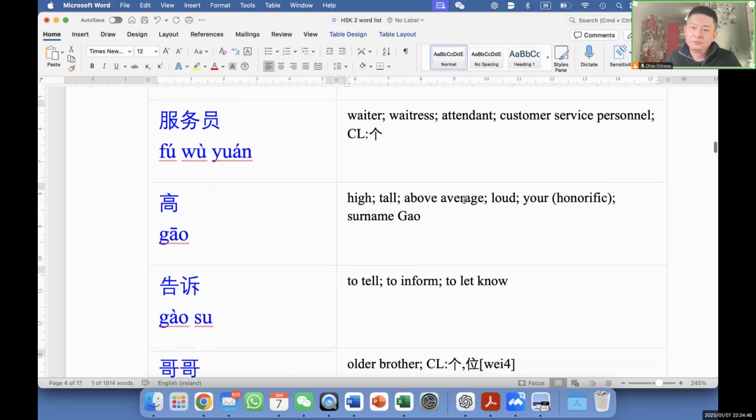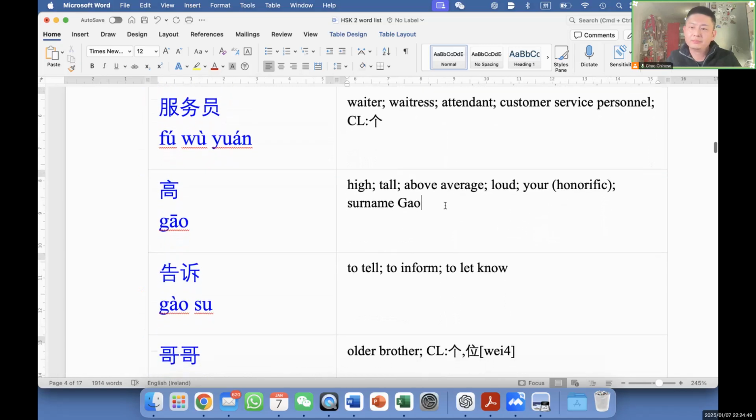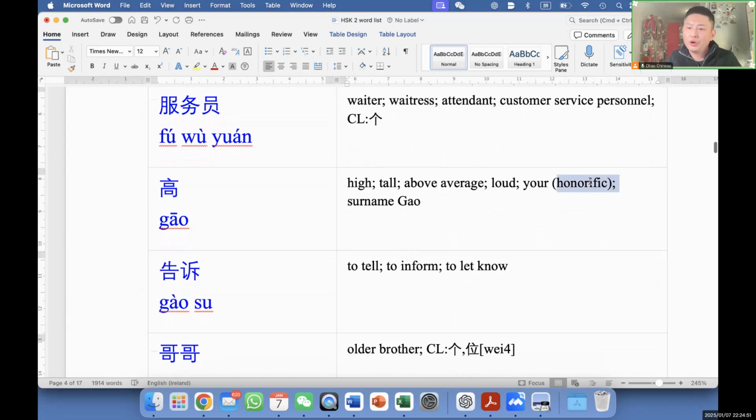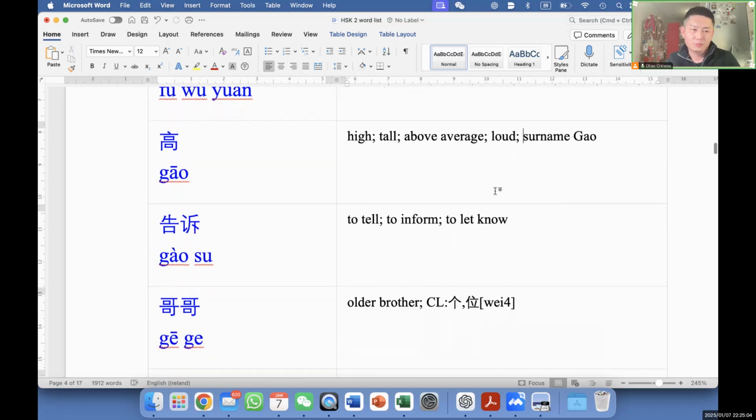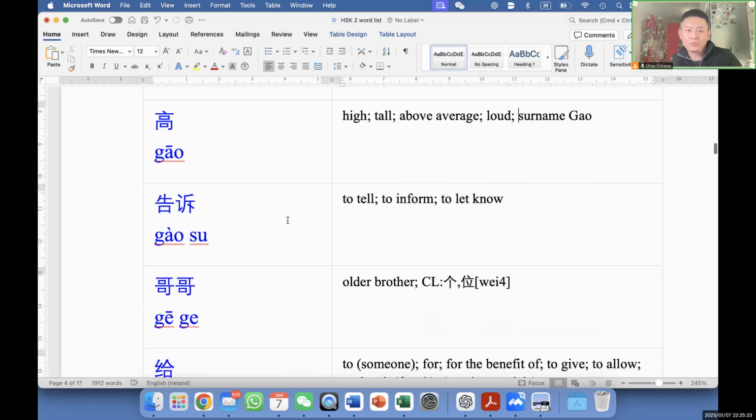高 is tall. Surname. Your honor. Okay, your highness also. Sometimes that's weird. Above average, high, tall is all good. 告诉 is to tell, to inform. Oh, by the way, if you look at the 高, you can see a little tower there. Okay, can you? Well, that's what's supposed to mean. A drawing of a tower with two windows there, so it's pretty tall. Now, 告诉 is to tell somebody.